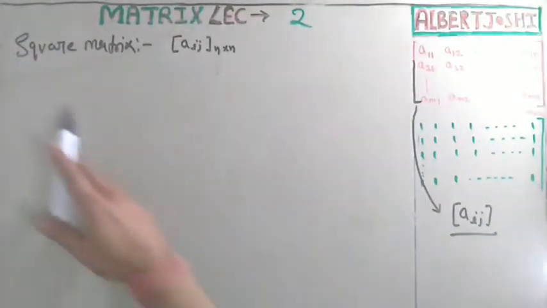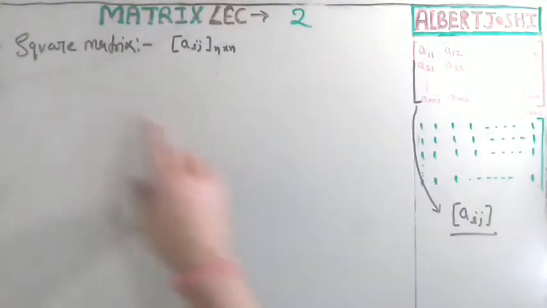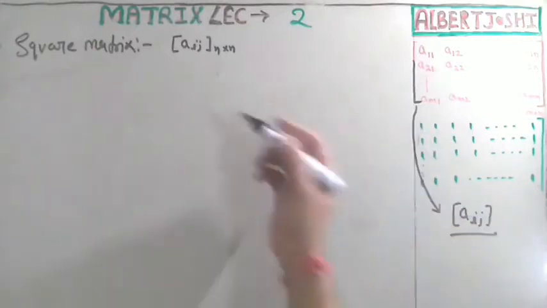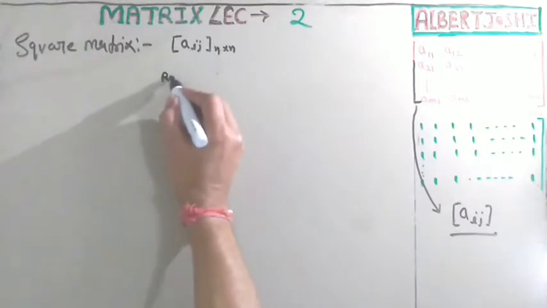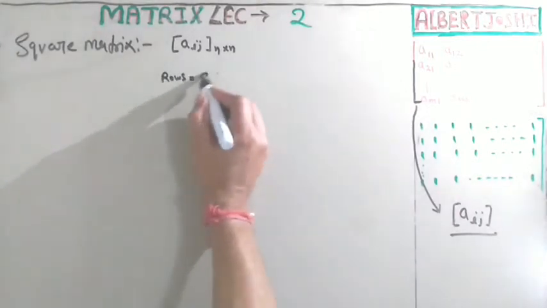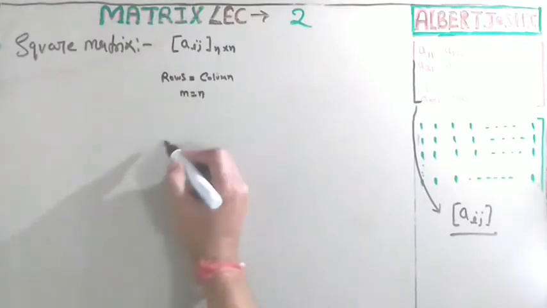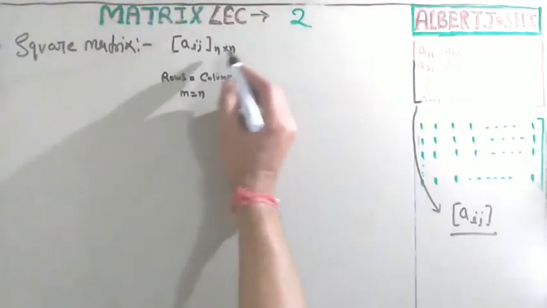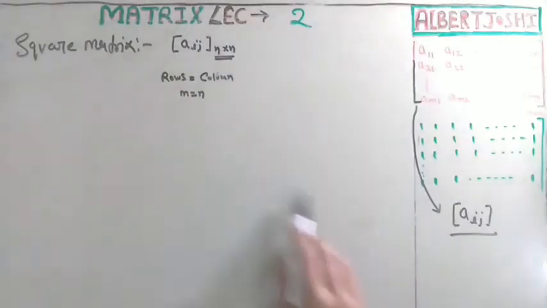Today we will explain the square matrix. So what is a square matrix? If the number of rows is equal to the number of columns, it means that m is equal to n. Both are equal, so we write n into n. If you have such a type of matrix, then you will say that this is a square matrix.